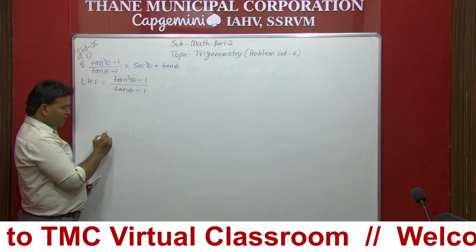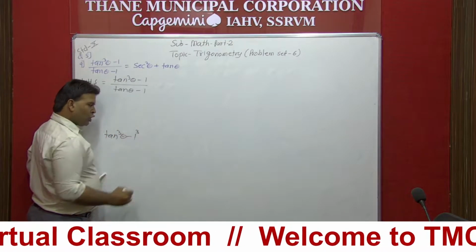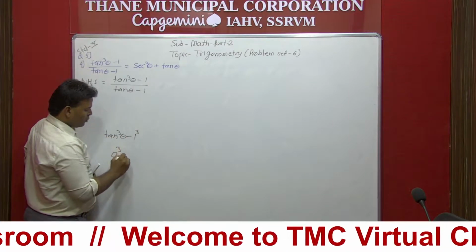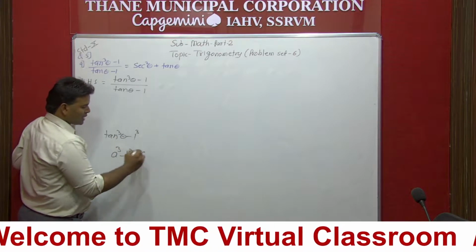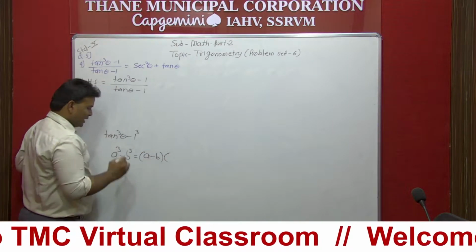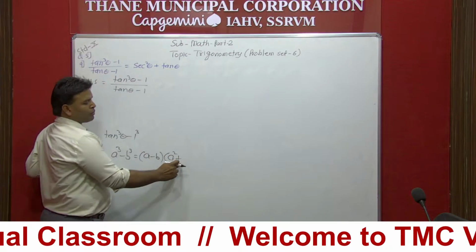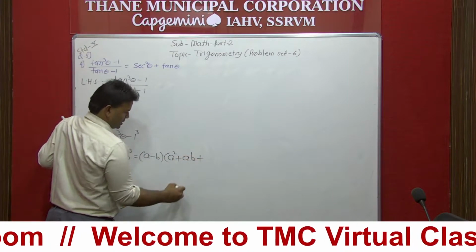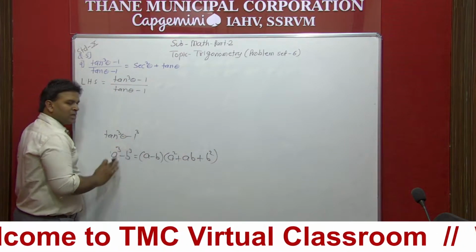Now see, this is tan cube theta minus 1. Here I can take the cube of 1. Now this will become something like a cube minus b cube. What is a cube minus b cube? It is one of the identities, that is a minus b, second bracket, a square plus a into b plus b square. Whenever we have minus here, we have to put plus here. This is the formula for a cube minus b cube.